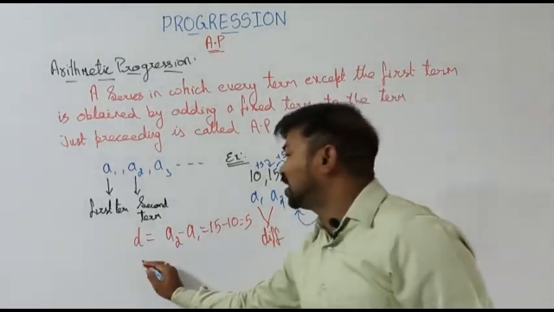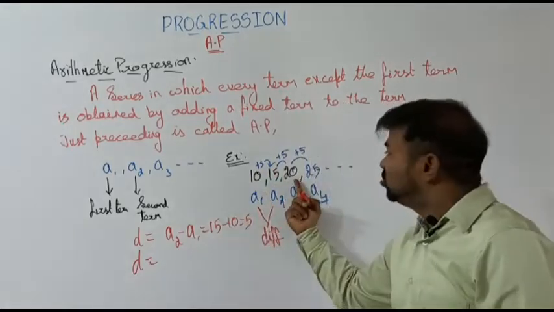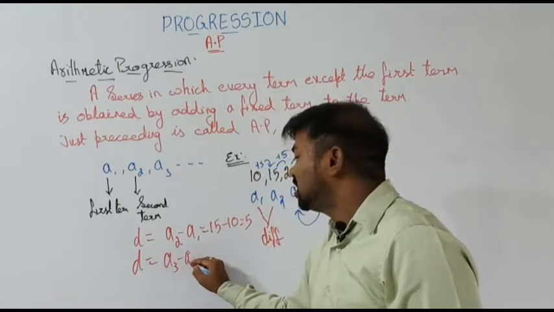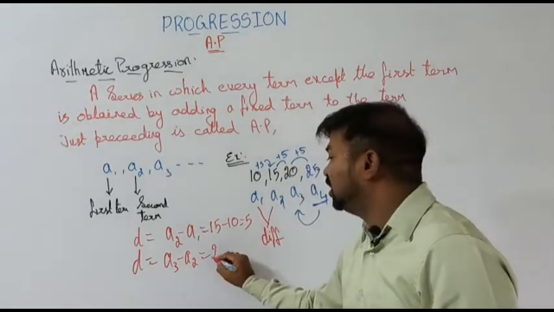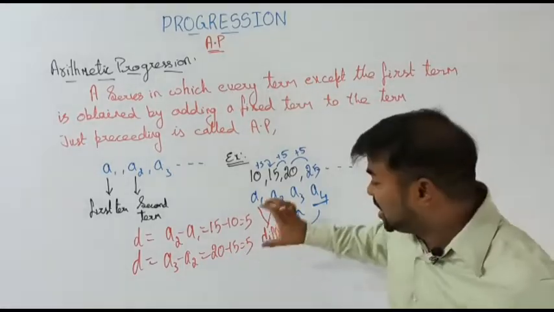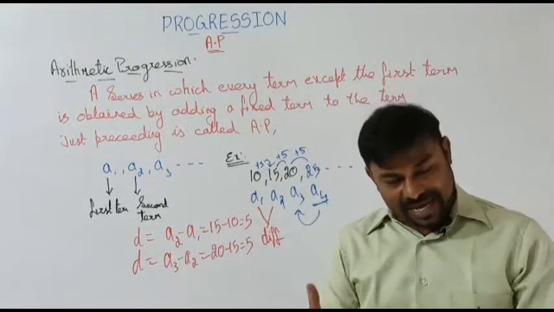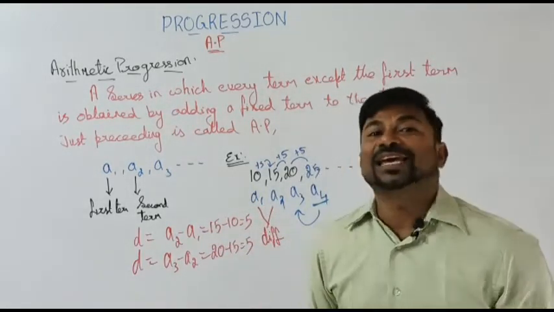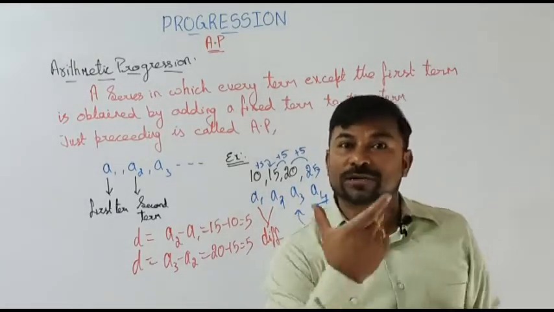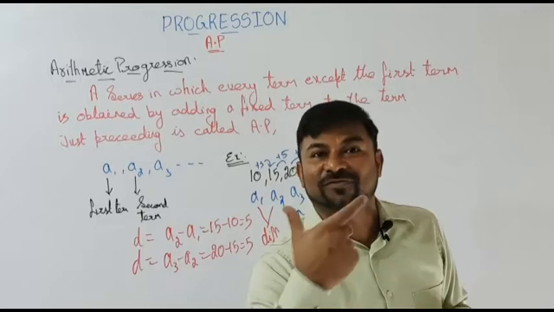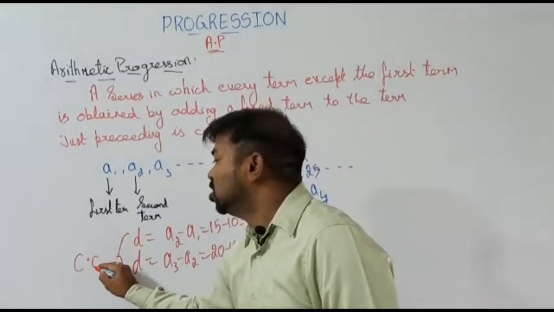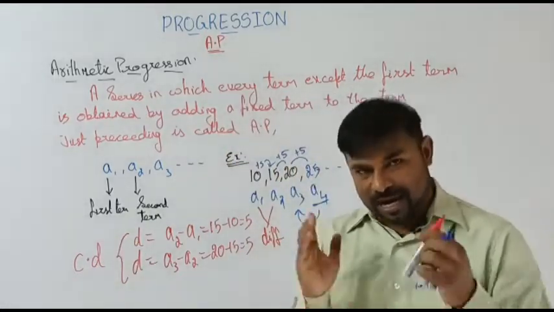Now let us check again the difference between A3 and A2. It is nothing but 20 minus 15. Again we are getting 5. Is the difference fixed? Yes. So as the difference is fixed, we can say the difference is common, the common difference. We are calling it CD, common difference.